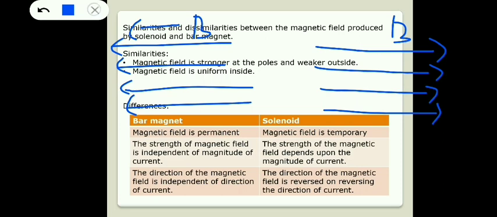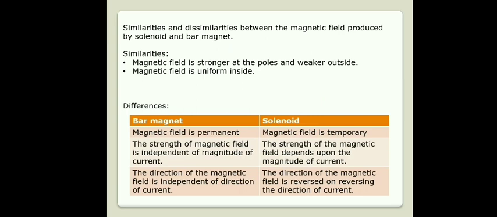When you look at the magnetic field pattern of a solenoid or a bar magnet, you can see inside the magnet or inside the solenoid, equidistant parallel straight lines are there, which indicates the magnetic field is uniform, and also the magnetic field is very strong inside the bar magnet as well as inside the solenoid. Okay. Now, some differences are also there. So what are the differences between the magnetic field produced by a solenoid and a bar magnet?